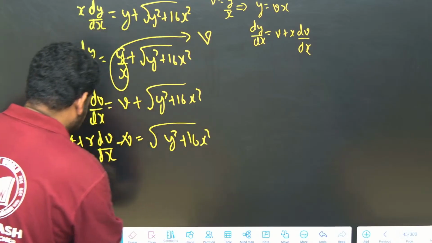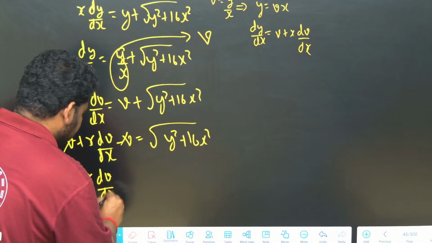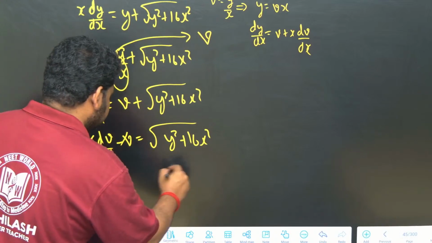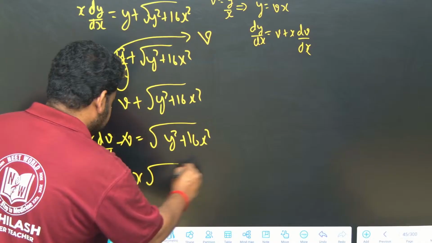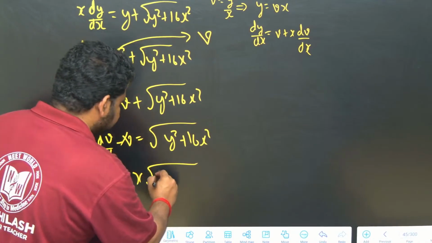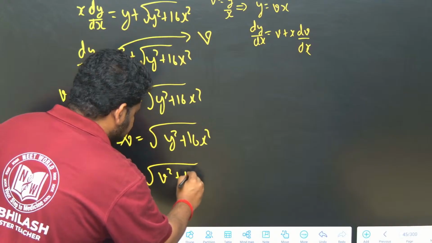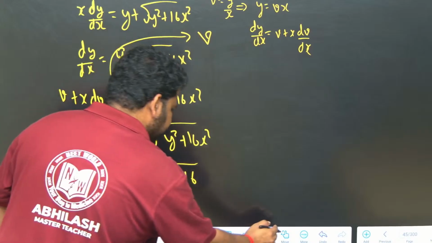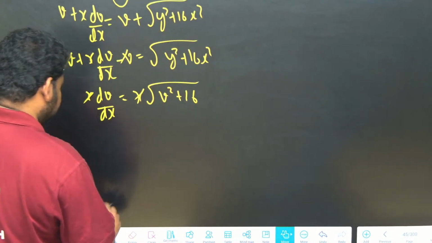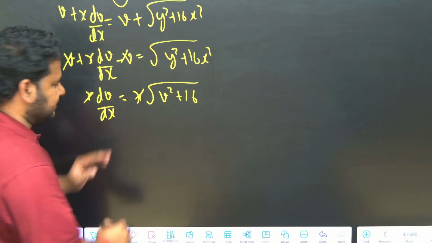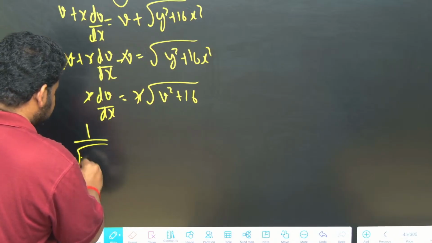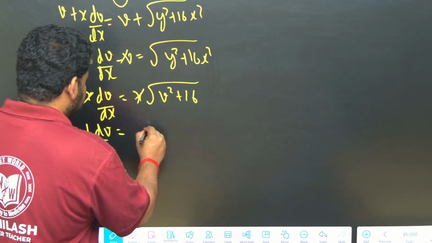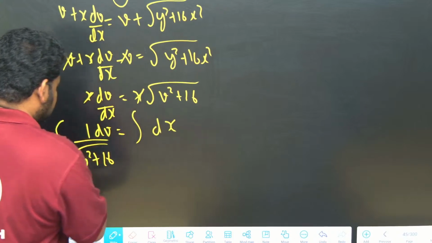So x times dv by dx will be equal to square root of v square x square plus 16x square. I can take x square common, so this becomes x times square root of v square plus 16. Now x and x cancel. So this becomes the integral of 1 by square root of v square plus 16 into dv, equal to the integral of dx. I have to integrate this.